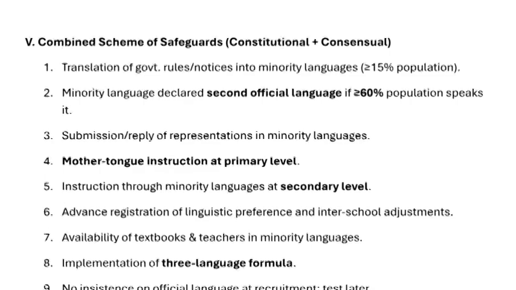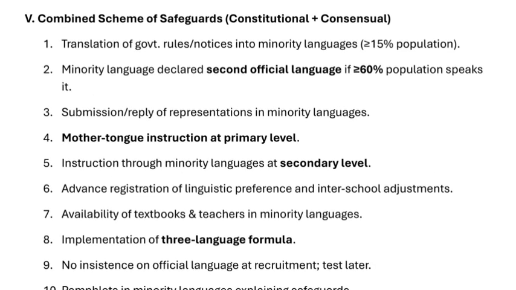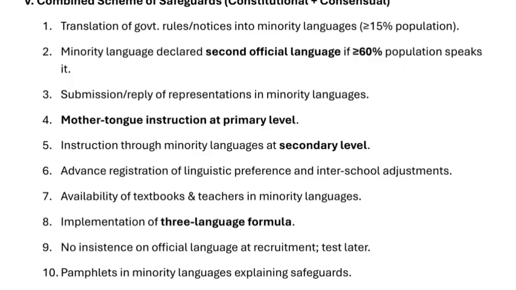V. Combined scheme of safeguards, constitutional plus consensual. 1. Translation of government rules and notices into minority languages, 15% or more of the population. 2. Minority language declared a second official language if 60% or more of the population speaks it. 3. Submission and reply of representations in minority languages. 4. Mother tongue instruction at primary level.